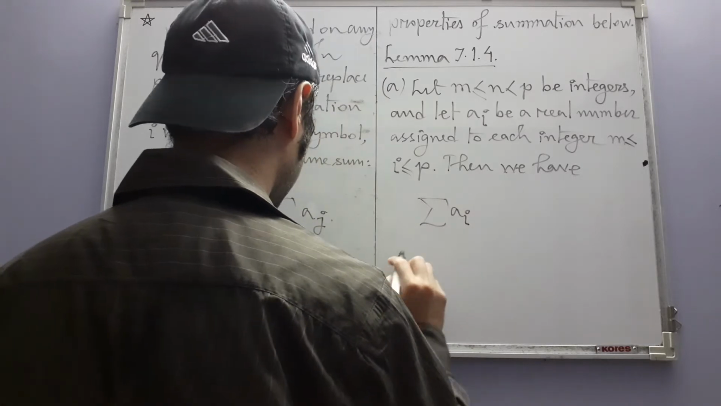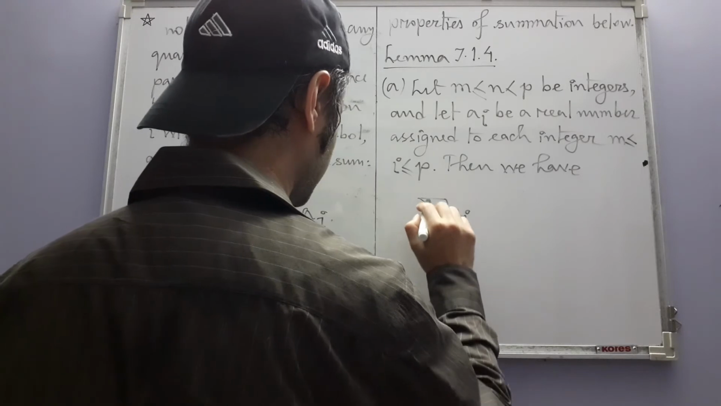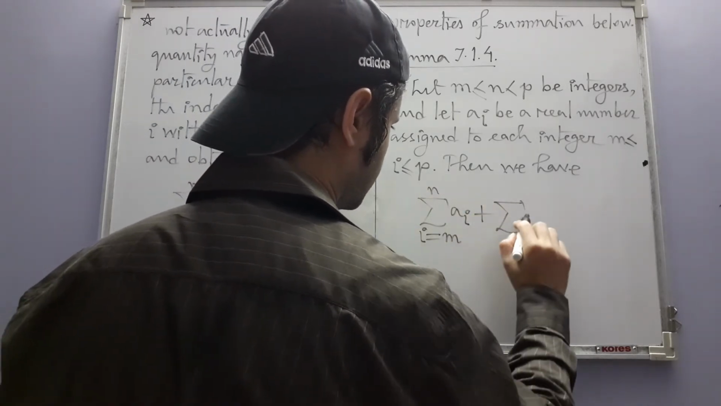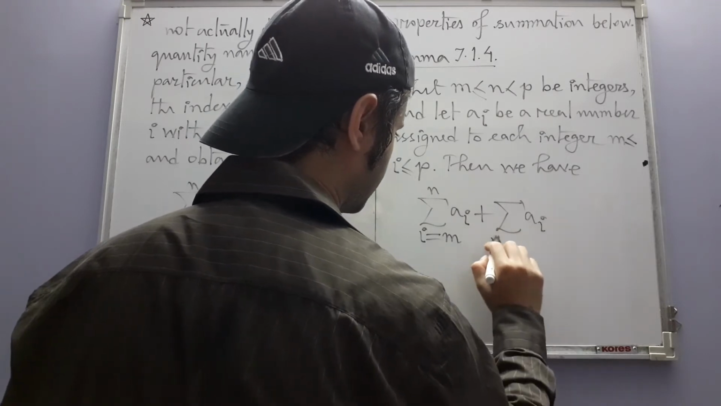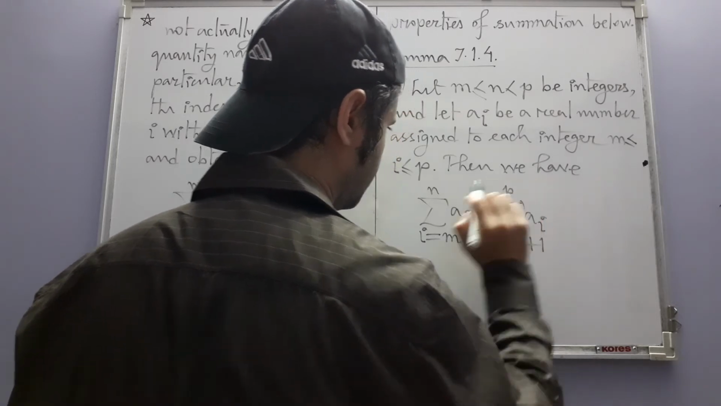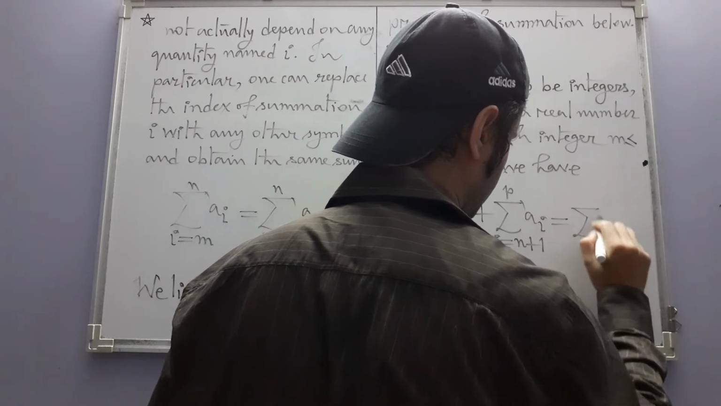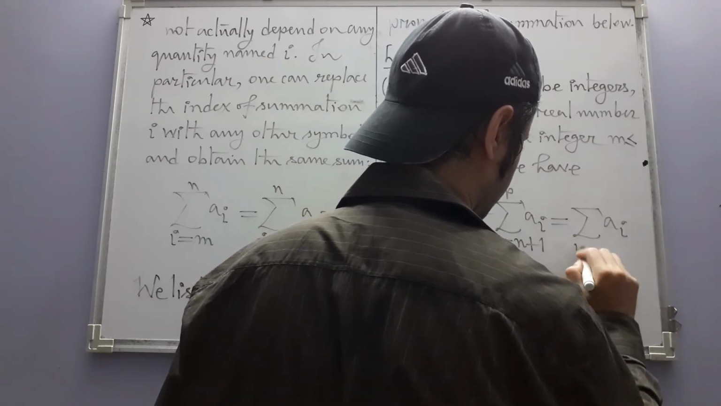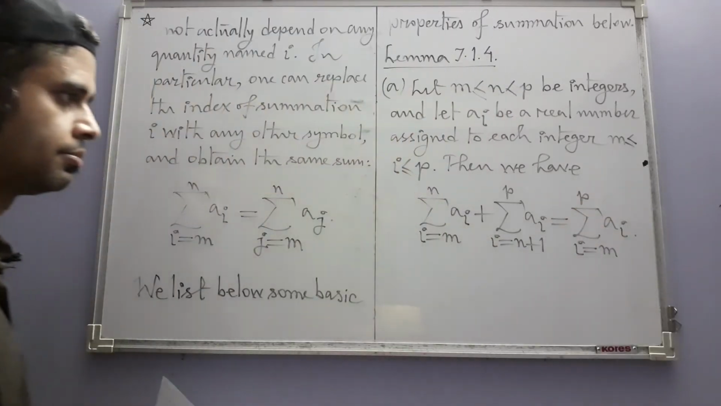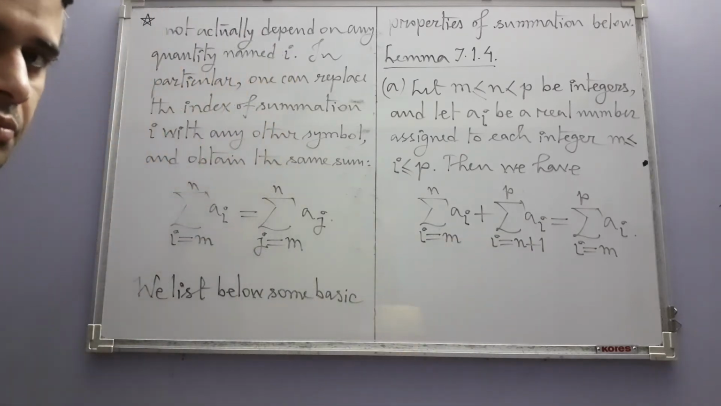Summation of a_i as i varies from m to n plus summation of a_i as i varies from n plus 1 to p is equal to the summation of a_i as i varies from m to p. So it's just splitting this sum into 2. That's just it.